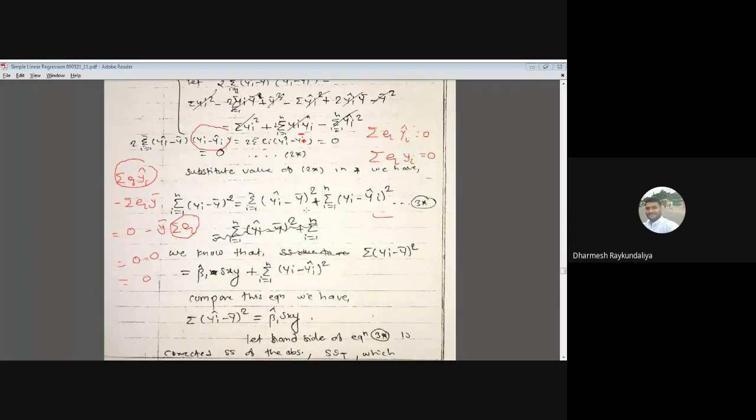But we know that the summation of yi cap minus y bar square is nothing but beta 1 cap Sxy. And this other term is nothing but the summation of ei square. So we call it the sum of squares of residuals.